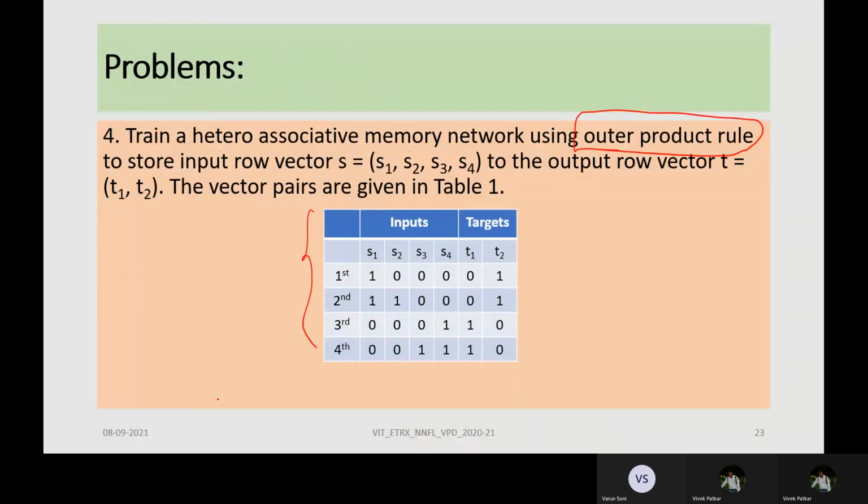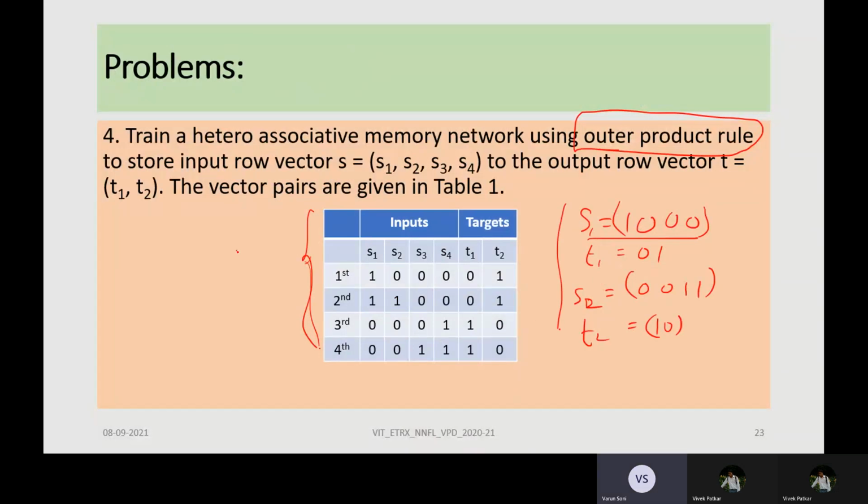Sometimes in the exam they give it like this: S1 is 1000 and T1 is 01. S2 is 0011 and T2 is 10. They give it like this also. Okay, so you should understand, or you can put this in table form if at all the question is given like this. Got it? Yes, sir.